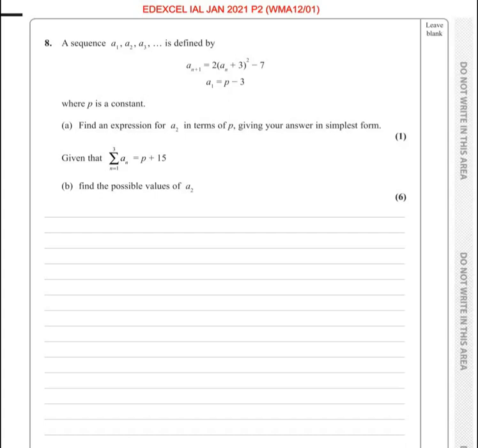Welcome back. This is the 8th question from edexcel International Advanced Level, January 2021 P2 paper. The question is from Sequences and Series chapter. So let us see what it is asking.